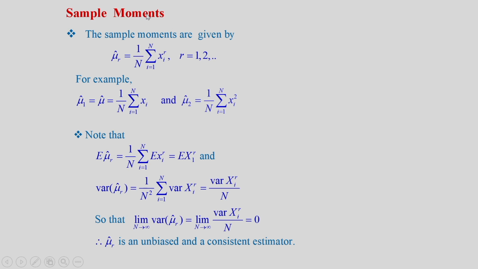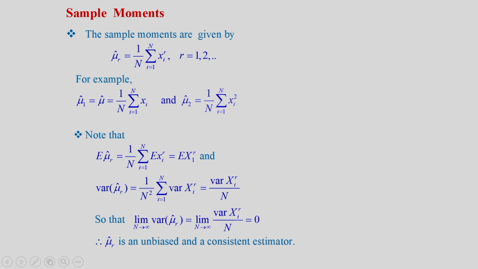Now, sample moments are the moments estimated from data. The sample moments are given by, suppose the rth moment, its sample version is mu r hat, and this is given by summation Xi to the power r, i going from 1 to n, divided by n, for r equal to 1, 2, etc. So, this is the definition of sample moments. For example, when we put r equal to 1, we have mu 1 hat, that is equal to mu hat, the sample average, given by 1 by n summation Xi, i going from 1 to n. Similarly, mu 2 hat, the estimate for the mean square value, is given by 1 by n summation Xi square, i going from 1 to n.